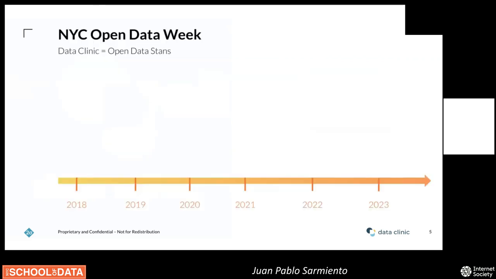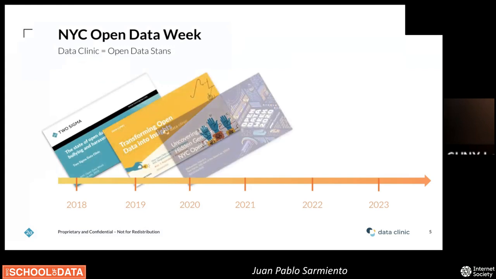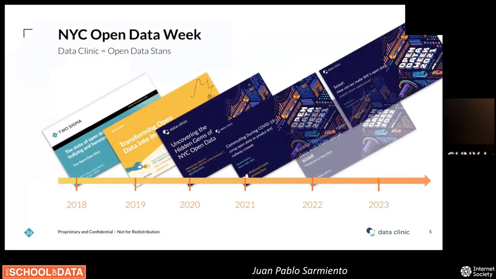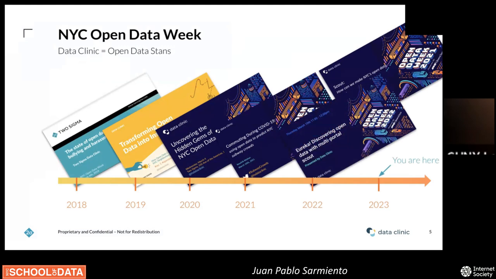So our history with Open Data Week actually goes pretty far back. We started in 2018. What was the 2018 presentation? That was before my time. Data from the DOE and other places around bullying in schools. Nice. Yeah, and then from there, we ended up building something on analyzing subway crowds during the time of COVID to be able to know which subways might be too crowded and less safe.